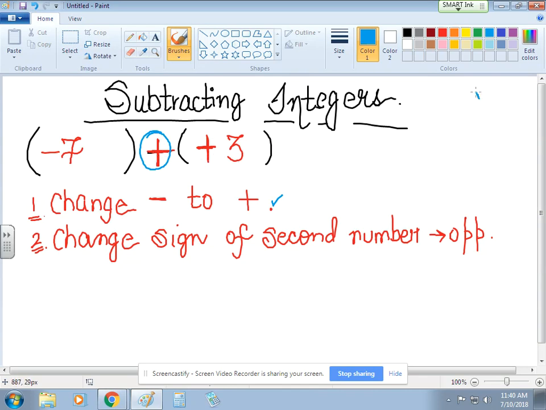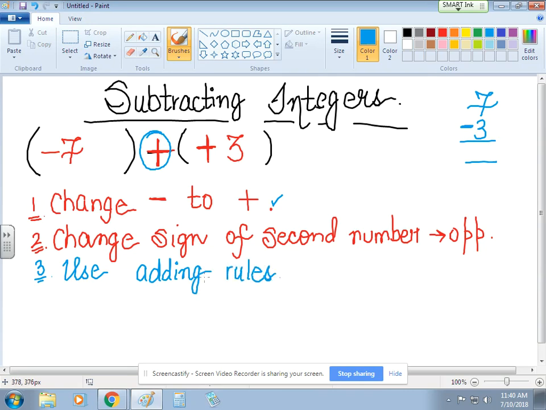See, in elementary school, if the teacher told you to subtract 7 and 3, you always put a negative sign before the second number and not the first. So it's pretty much the same idea that we are following here. From here onward, step number three is you use addition rules. If you watch my previous videos, I have made a video on how to add integers. So you will just apply the adding rules.